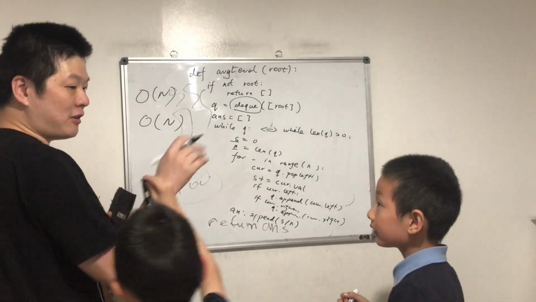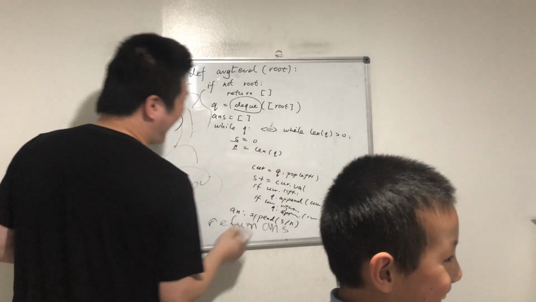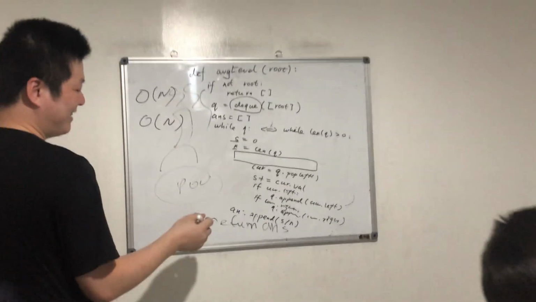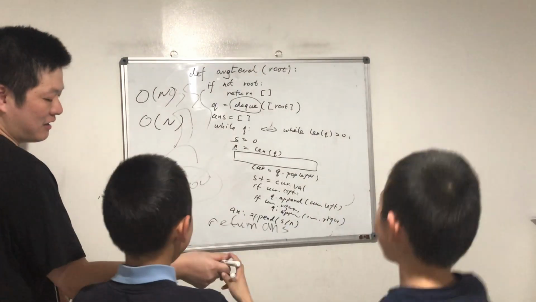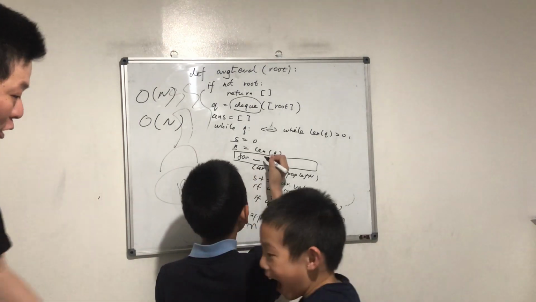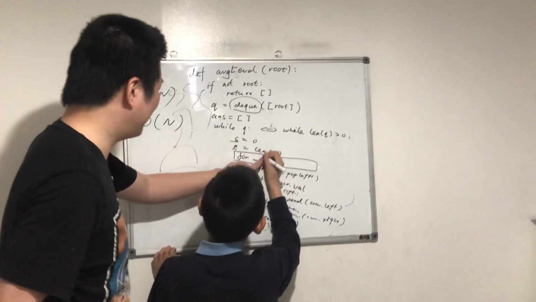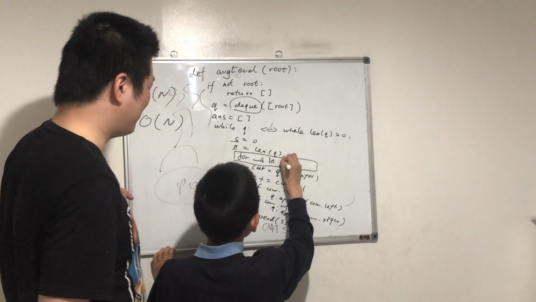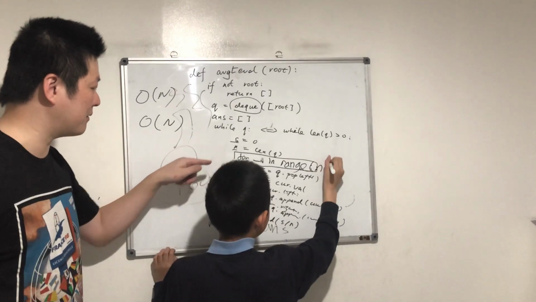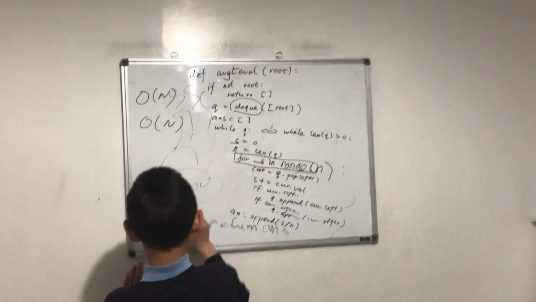Okay, so for underscore in range n. Don't look at my notes. Range n. We want to repeat n times. Range n. Okay. Range n.